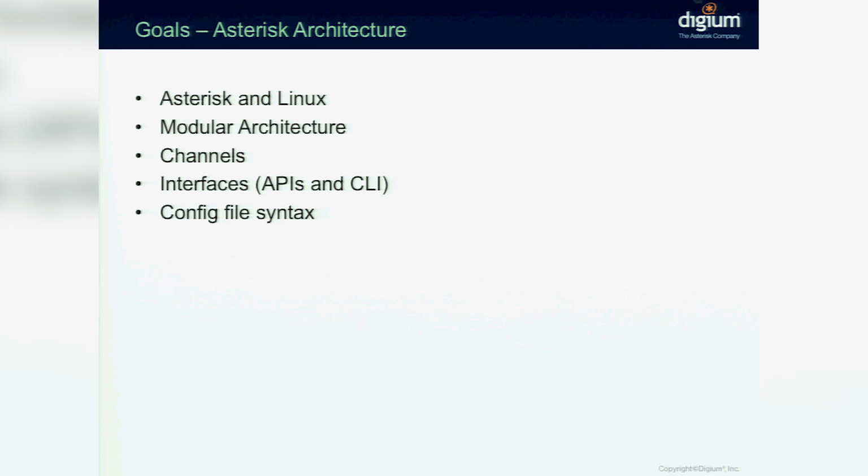So we're going to talk about Asterisk and Linux, the modular architecture. We're going to talk about channels. We're going to talk about the interfaces, and we're going to talk about config file syntax, not necessarily in this order. And notice interfaces, APIs, and CLI. Now, I'm sorry to tell you that if you've come here expecting a really rigorous, thorough introduction to ARI, you've come to the wrong place. This is Asterisk from scratch after all. The APIs, specifically ARI, are really geared towards developers. This is geared towards people who have been using Asterisk for a bit, have had to play at the command line, but want to get a good foundation.